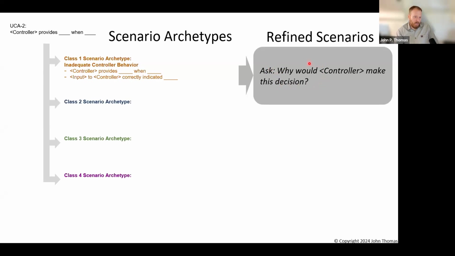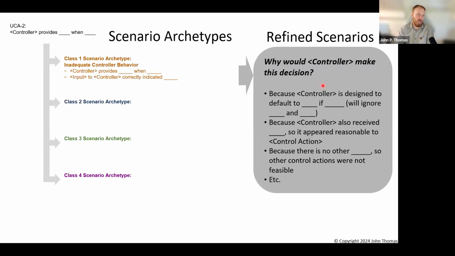We are refining these scenarios, right? So on the left, we have the archetypes, which are the high level scenario statements, and it's always going to be 2 sentences. And those sentences are going to be very structured and follow a syntax, just like UCAs are. The refined scenarios are going to look at a set of factors that explain why a controller would do this, right? So I'm going to show this on the left and on the right. On the left will be the high level scenarios. On the right will be the refined scenarios. Why would a controller do that?